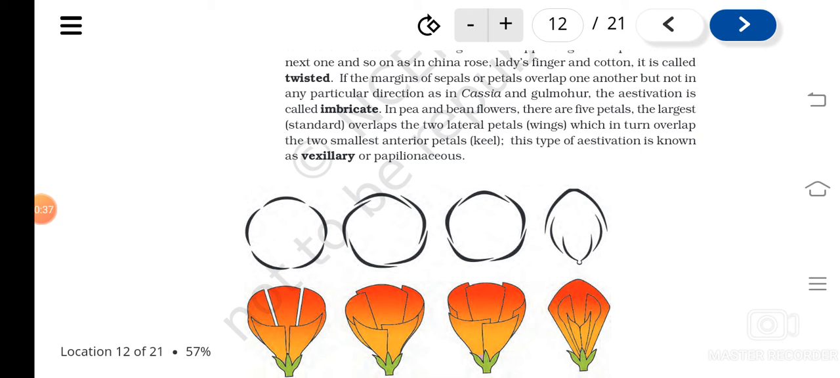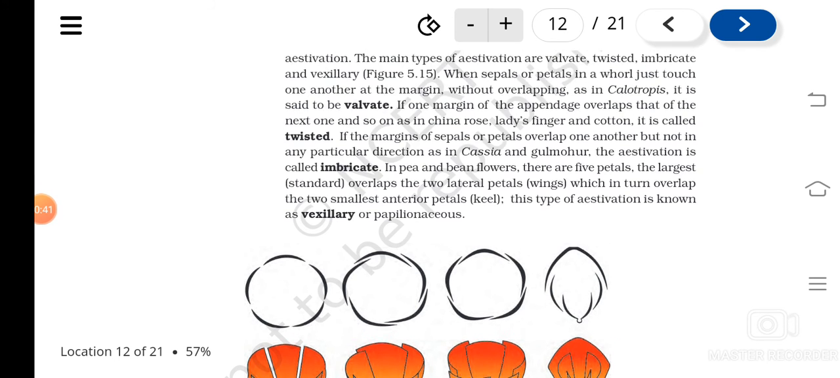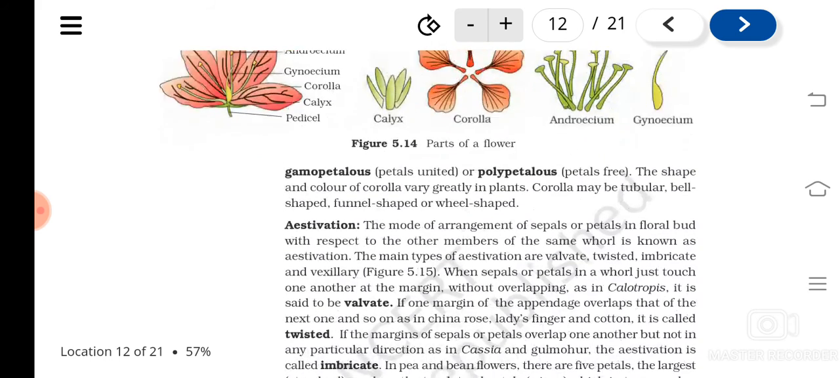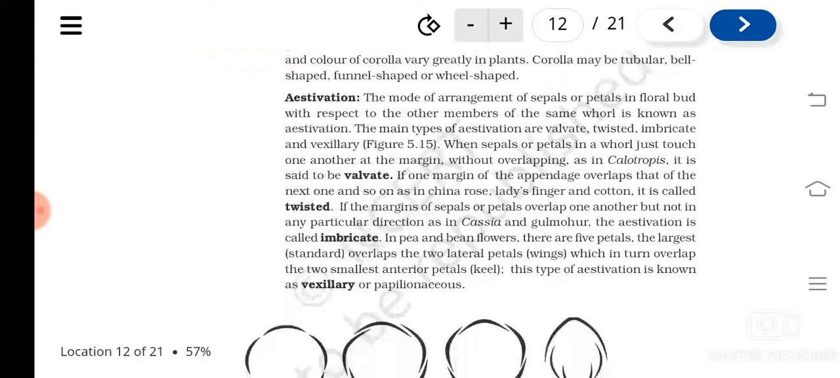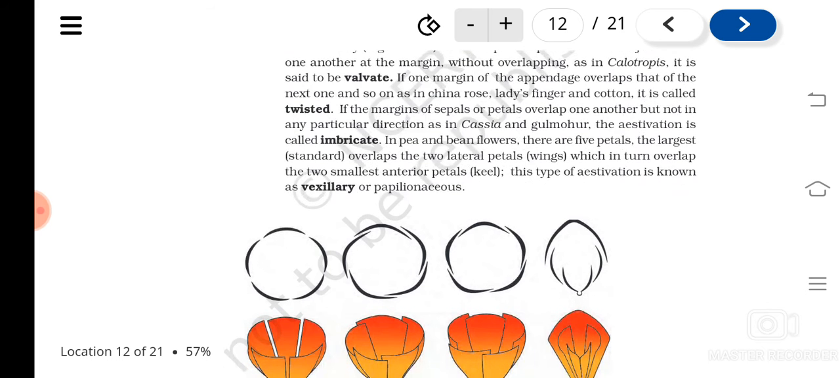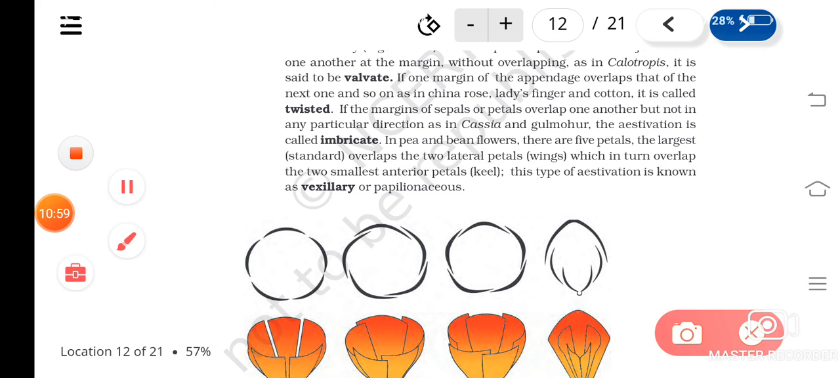So what do you mean by estivation? Estivation is the arrangement of sepals or petals in the bud. And what are the major types of estivation? Valvate, twisted, imbricate, and vexillary. Valvate means there is no overlapping. The margins of the petals or sepals are not overlapping. They are just found near each other, just touching, but there is no overlapping. Understood? Now in twisted, how is it?